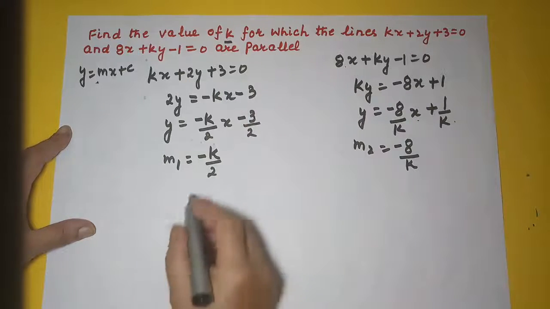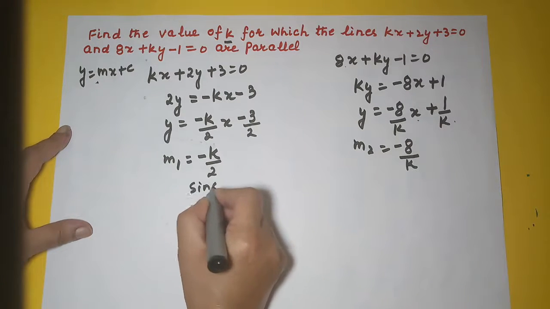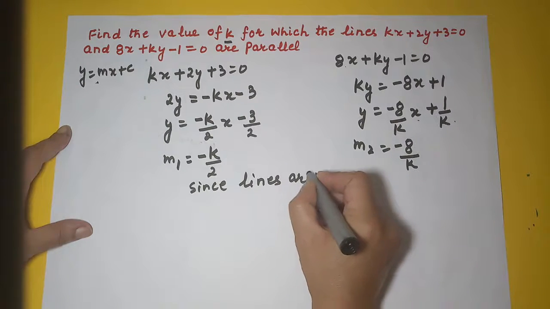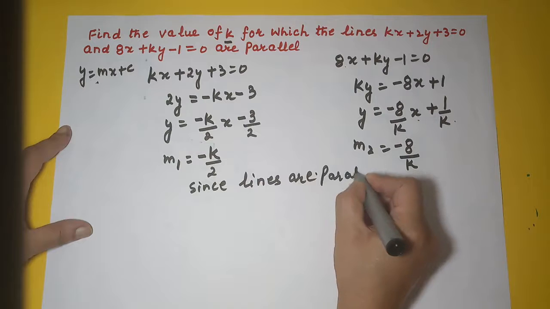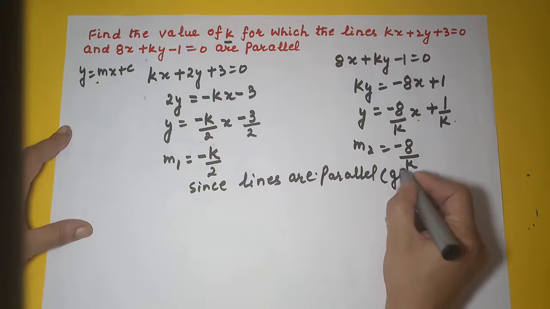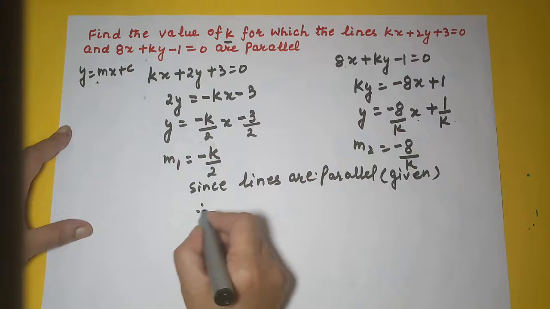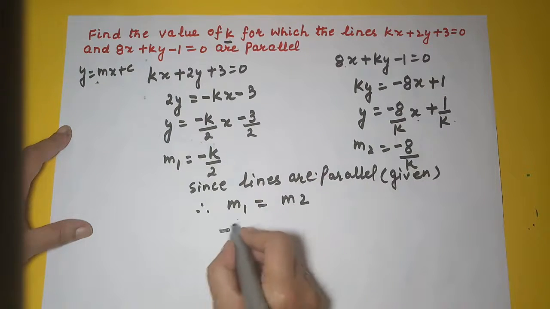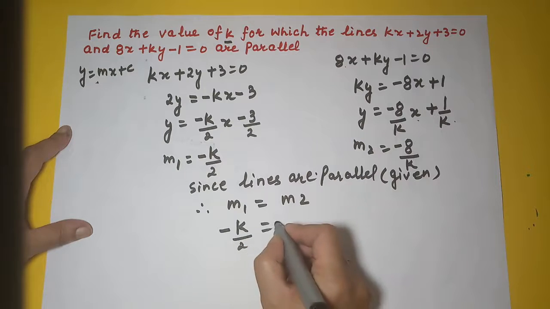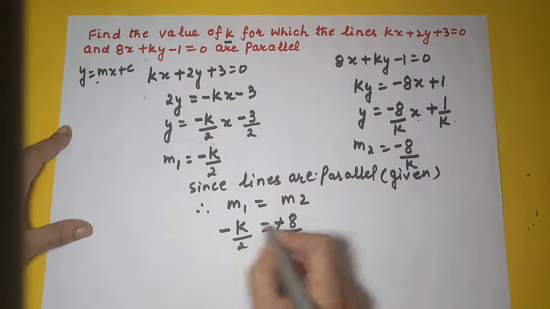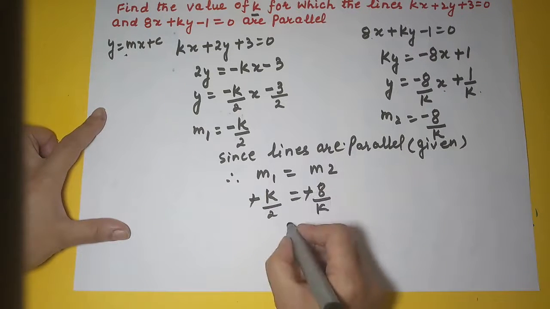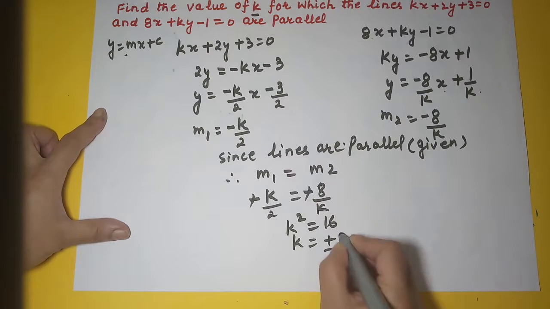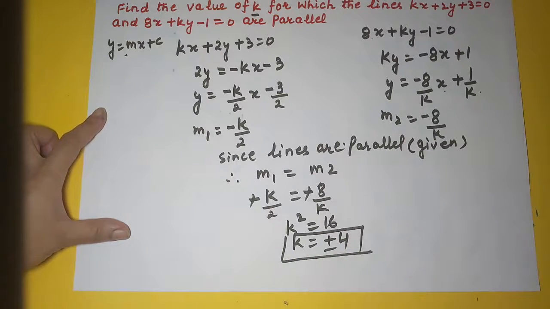Now since the lines are parallel to each other, that is given. Why? Because that is given to us. Therefore their slopes will be equal. So m1 will be equal to m2. So we will write minus k upon 2 is equal to minus 8 upon k. Minus and minus will go. So if you cross multiply, you will get k square equal to 16, which gives you k as plus minus 4. So you have found the value of k.